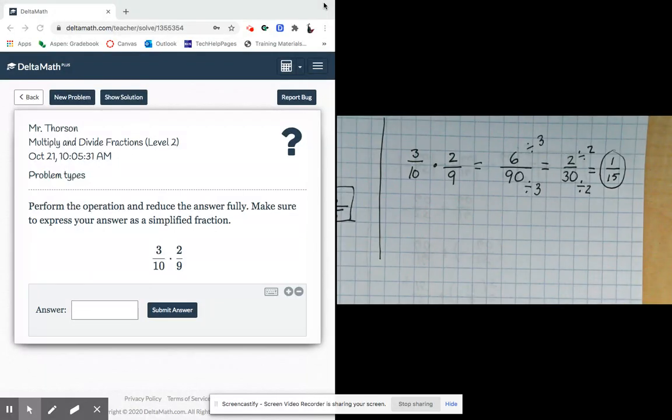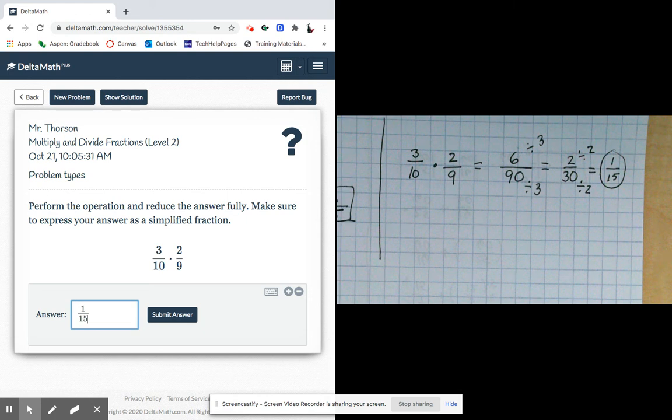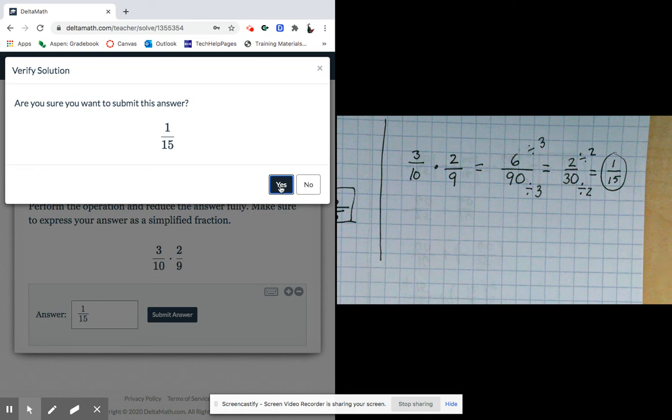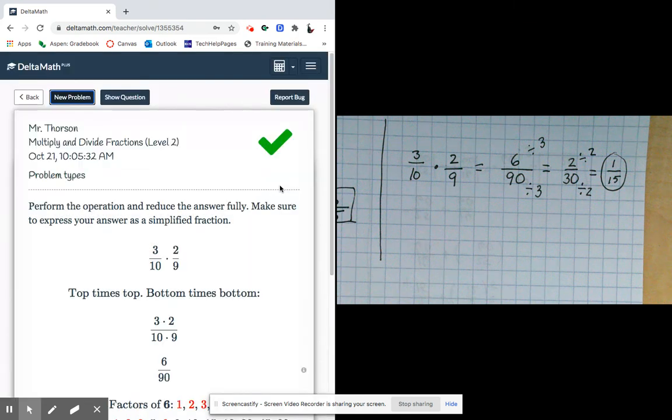So we could type in our answer. We see that we have a positive 1/15. And let's check and see if we're right. Are you sure? We're sure. Yeah, we got it right. Hopefully this was helpful. It gave you a few examples. If you need some help, always, always, always ask.